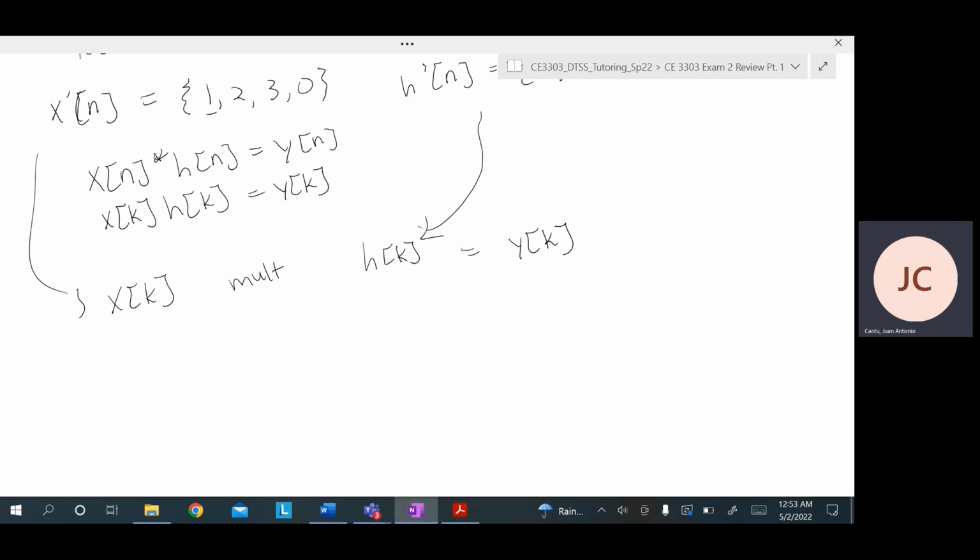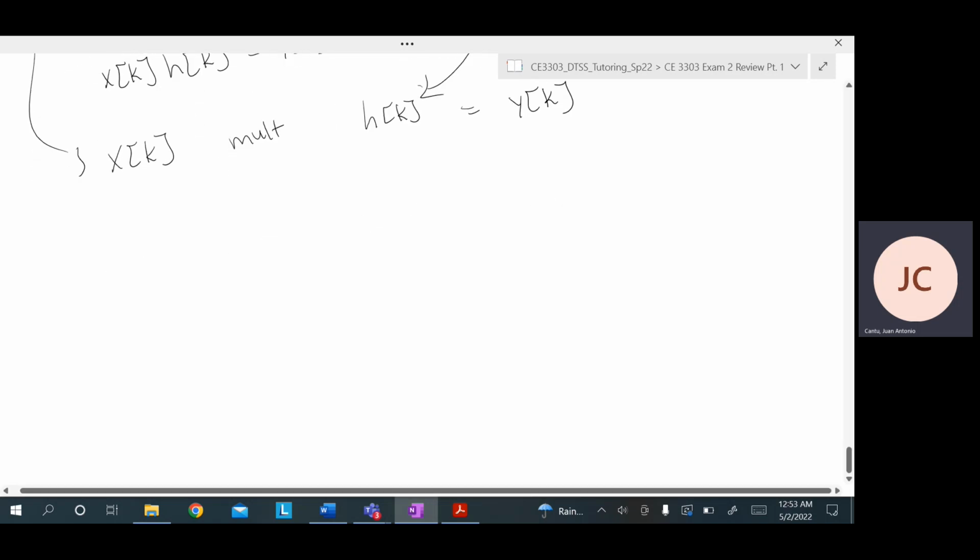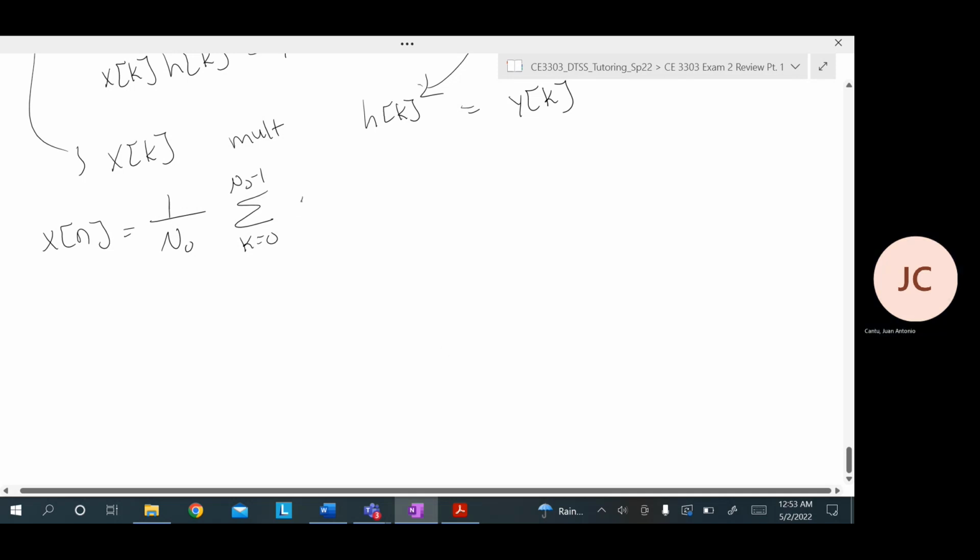And then we'll use inverse DFT to find y of n, which I realize now I haven't shown y'all inverse DFT, but it's very simple. It's x of n is equal to 1 over N naught, sum of k is equal to 0 to N naught minus 1, x of k, e to the j k omega naught n.